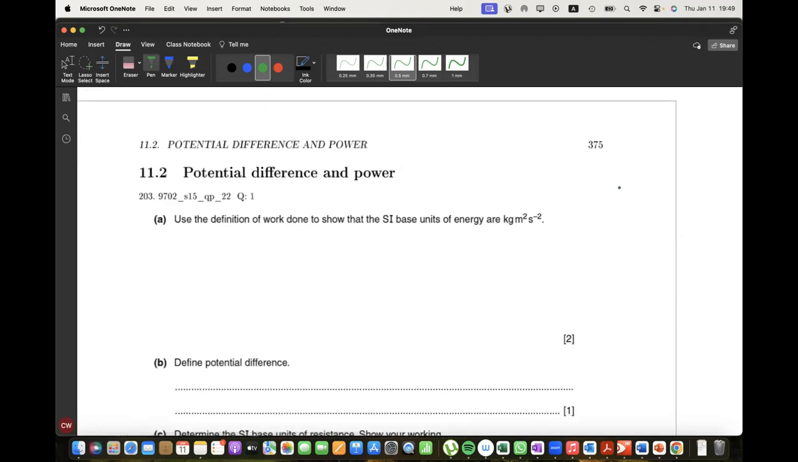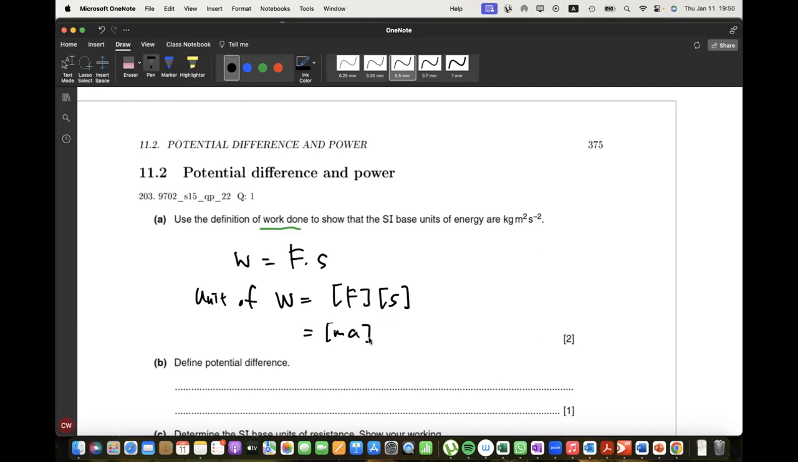Okay, we go to the potential difference and the power thing. Do you know how to use this one to show this or not? What is the definition for work done? Force times distance. What is the unit? Unit of work done, so it's the unit of force times the unit of distance. So force, m a, times s.